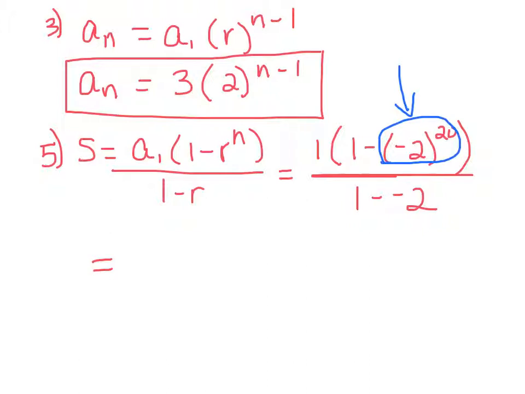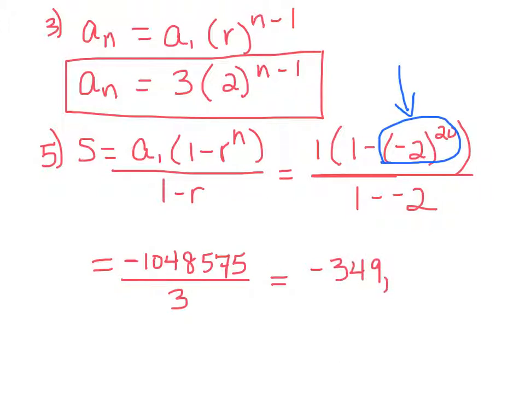Now, when you do that, you should get -104,8575. Okay? If you don't, go back and repeat what I just said and try it again. And then obviously in the denominator, 1 minus -2 is a +3. And then when you work that out, you're going to get -349,525. Okay? So just be really careful when you're putting this into your calculator.